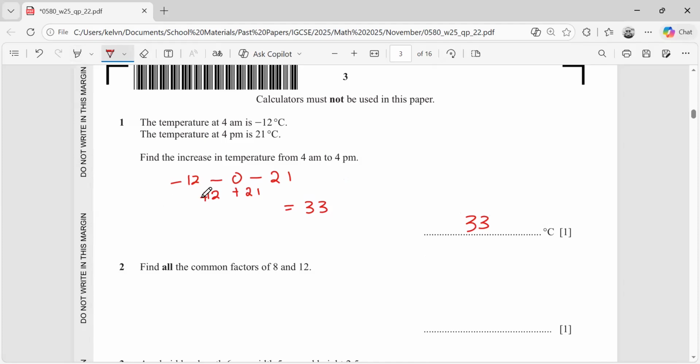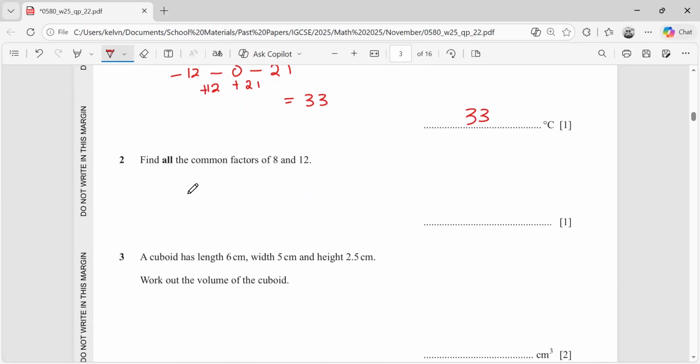Okay, that was easy. Check the second one. It says find all the common factors of 8 and 12. Notice it says all common factors. So the best way to handle this question is to list all the factors for both of the numbers. So I'm going to list the ones for 8. I'm going to start with 1, and then 2 and 4 and 8 itself. So yeah, those are all of them for 8.